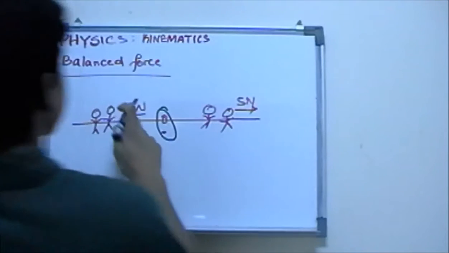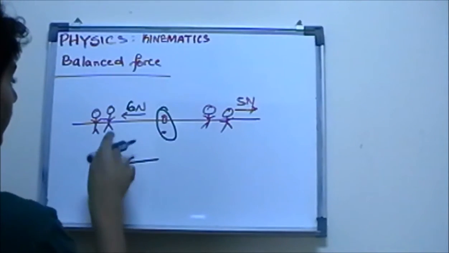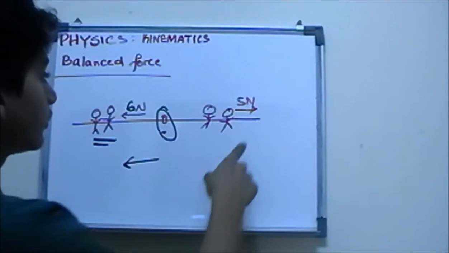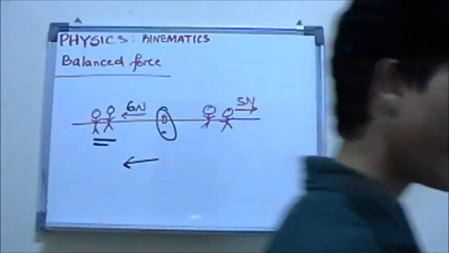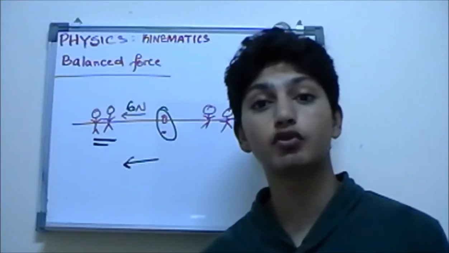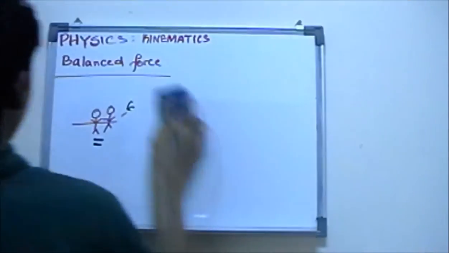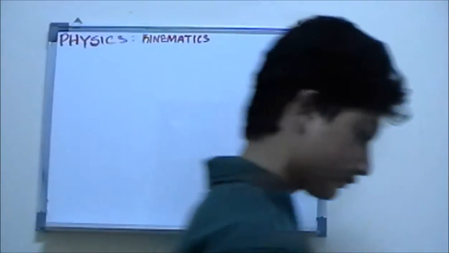Now suppose this was 6 newtons. What happens is this guy right here would win the tug of war. And if this was greater, this guy would win the tug of war. And like that, we can tell that an unbalanced force is required to move an object. Now let's go on to the examples.